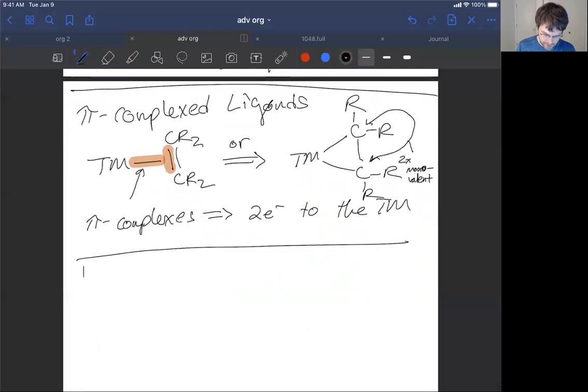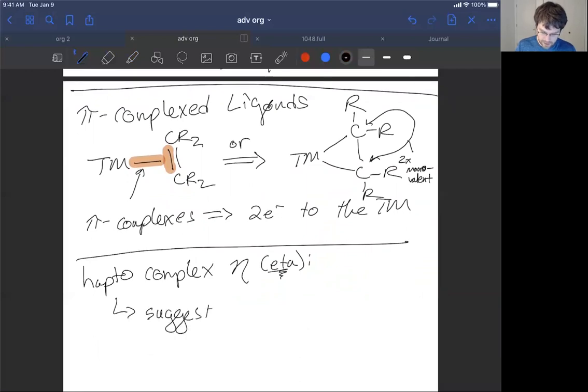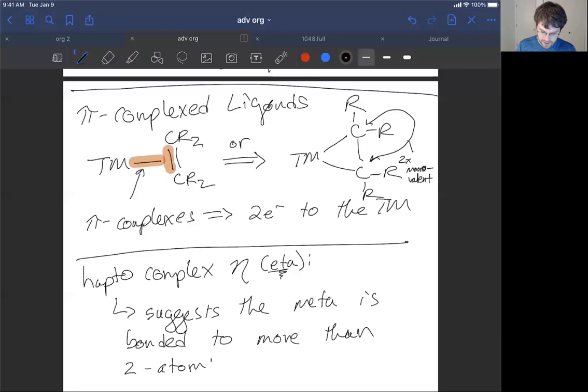So hapto complexes, I don't know if hapto complex is a word. Hapto is certainly a word. Hapto uses the symbol like this. This is eta, Greek eta, lowercase eta. These are, let me see if I can find a formal definition. It suggests the metal is bonded to more than 2 atoms at once.